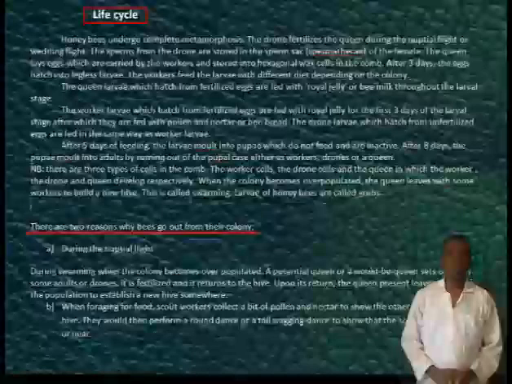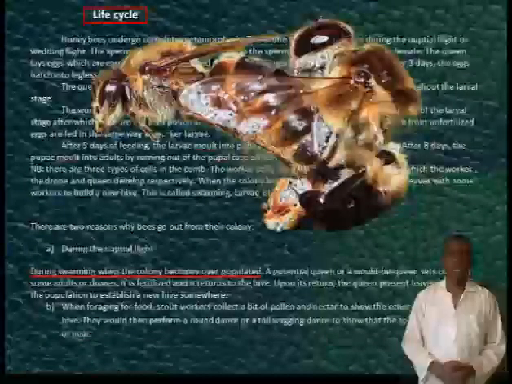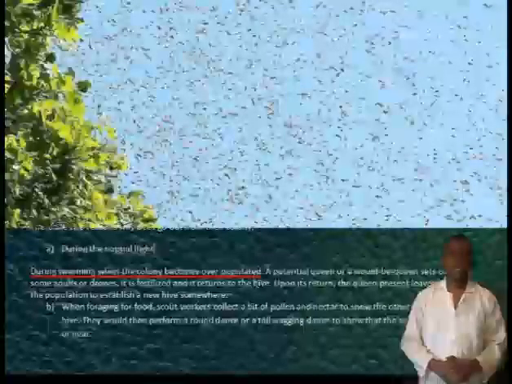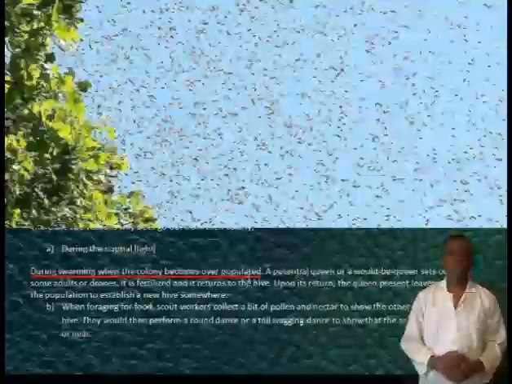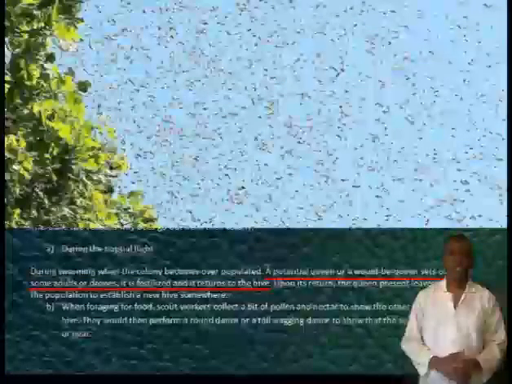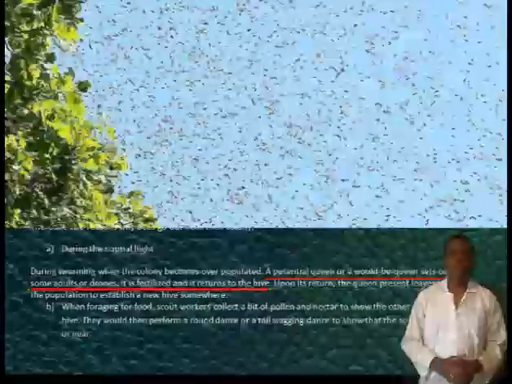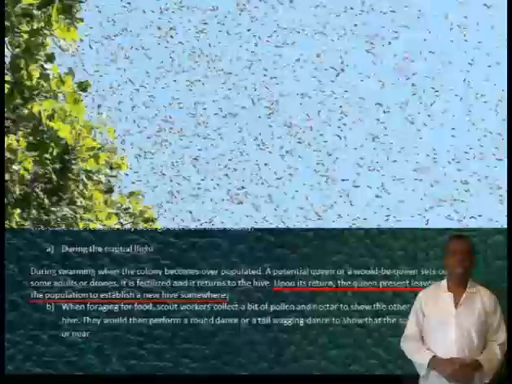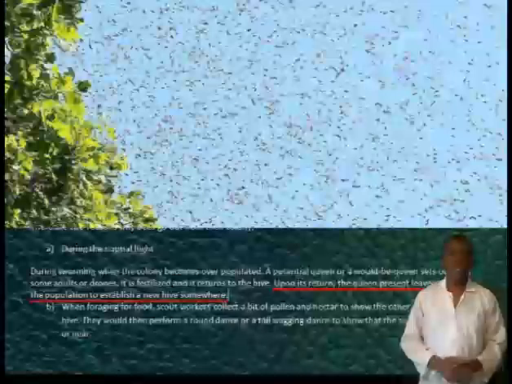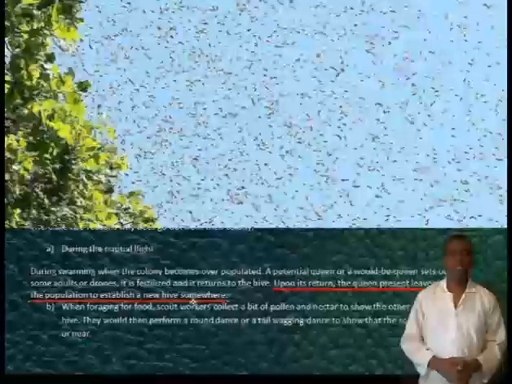There are 2 reasons why bees go out from their colony. During the nuptial flight and during swarming, when the colony becomes overpopulated, a potential queen or would-be queen sets out with some drones. It is fertilized and it returns to the hive. Upon its return, the queen present leaves with half of the population to establish a new hive somewhere.